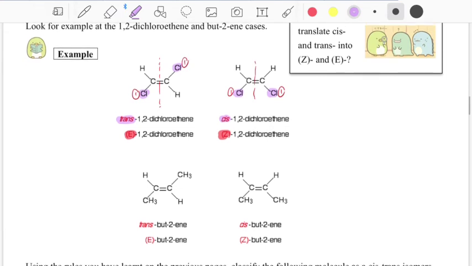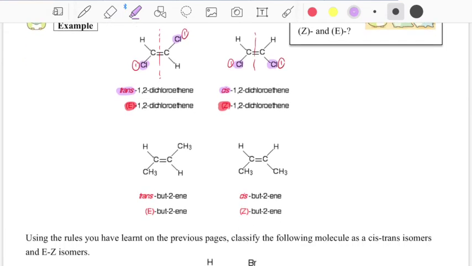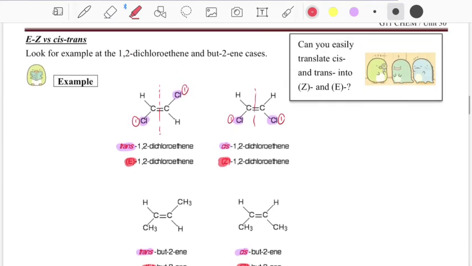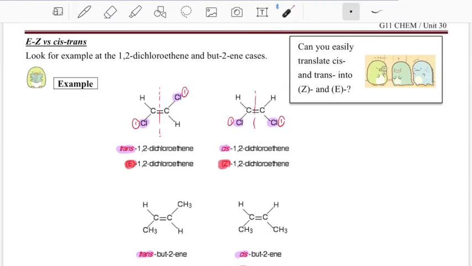If you use the same rules to examine the two examples below, you can also find that it's a trans-butene, but it can also be called E-butene. And for cis-butene, it can also be called Z-butene. So now, some of you may ask, can we simply translate cis into Z and trans into E? Trans into E, cis into Z. Does that always work for geometrical isomers?